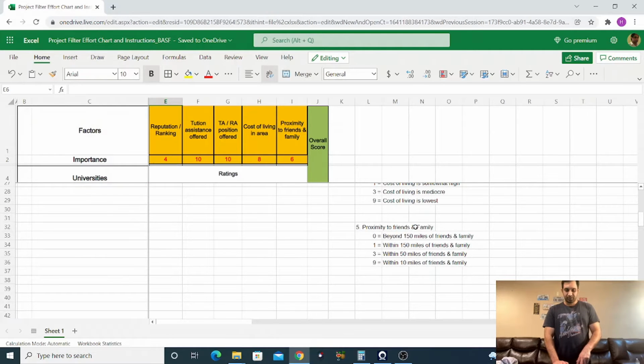And then proximity to friends and family. This is the last one that I have up there. So again, the closer the friends and family are, the better it is for you, and the higher you would rate that. So if you have friends and family within 10 miles of the location of the university, you would rate it as a 9. If you have friends and family within 50 miles, you can rate it as a 3. If you have friends and family that are beyond 150 miles of the location of the university, that's pretty far, and you won't be able to visit them very often, so you would rate it the lowest.